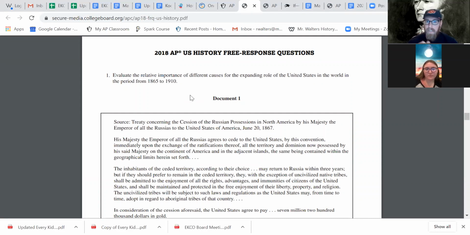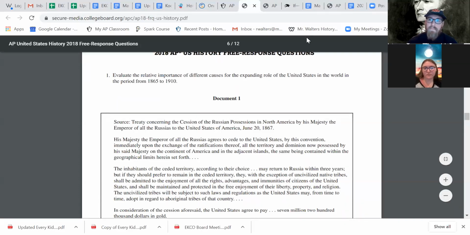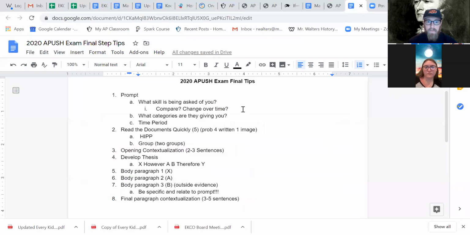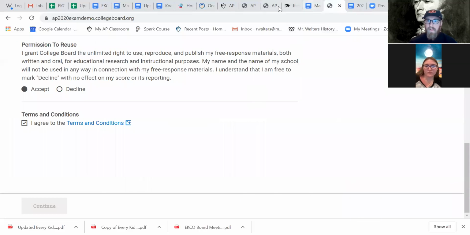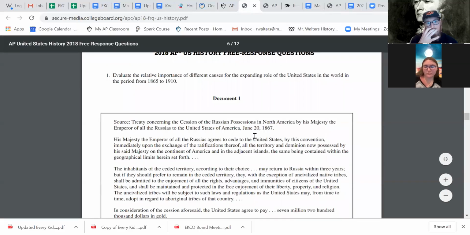So they're going to give you a list of causes, and you're going to have to tell which ones are most important. Okay, so you're going to need to categorize whatever causes they've given you here. They didn't give you categories. You're going to have to come up with the categories. Okay, so let's jump back over here to what we're talking about, opening with contextualization. So first of all, my first 2 to 3 sentences need to be something about what happened before that time period. What happened before 1865?